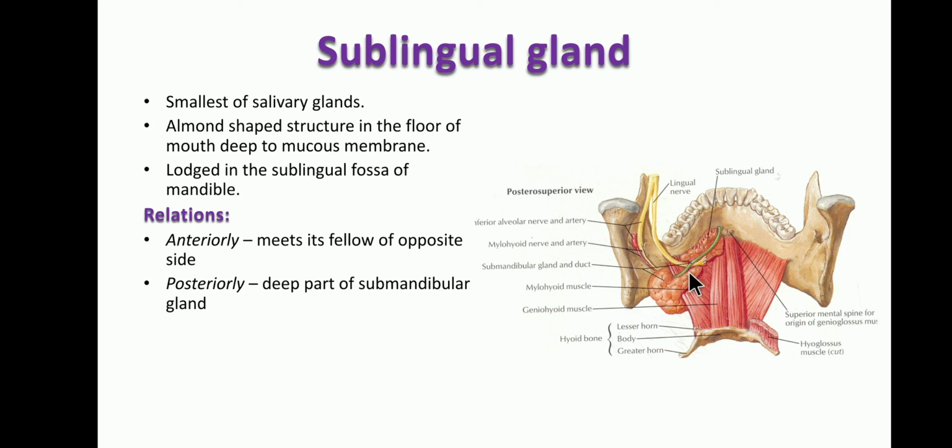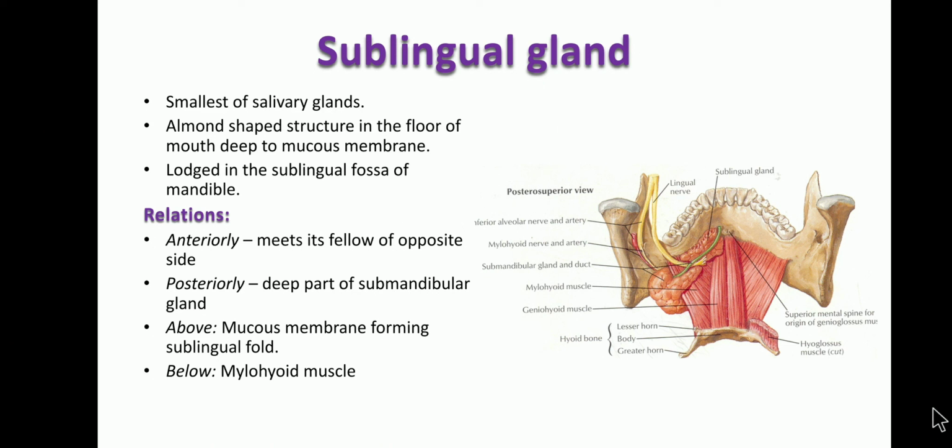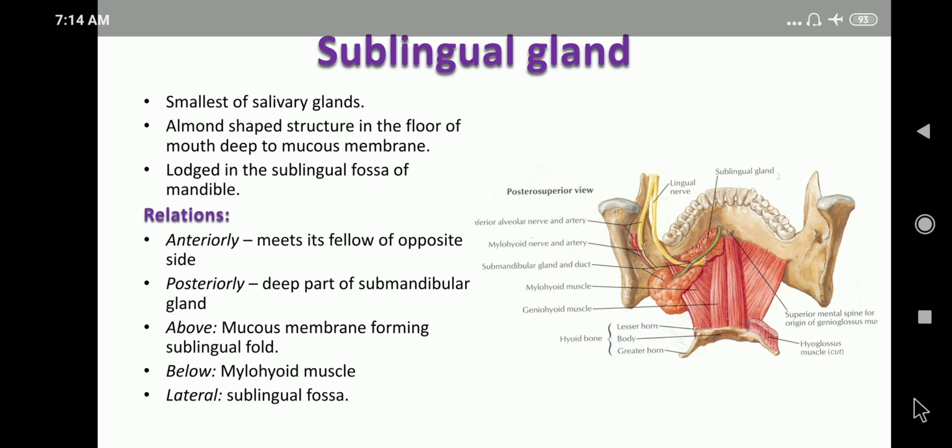The mucous membrane of the floor of the mouth forms a fold at the region of the sublingual gland called the sublingual fold, and that is the mylohyoid line of the mandible from which the mylohyoid nerve originates. So above is the mucous membrane forming the sublingual fold, below it is related to the mylohyoid muscle, and laterally it is related to the mandible, that is the sublingual fossa, same as the submandibular fossa where the lateral surface of the superficial part of the submandibular gland is related.